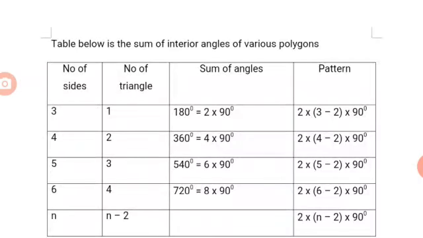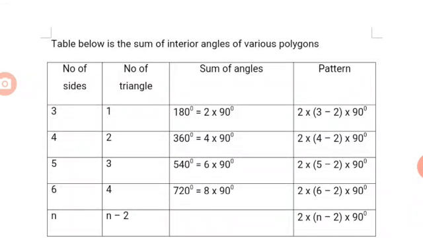Number 2. If it has 4 sides, then the number of triangles, as we said earlier, is 2. So it will be 180 degrees plus 180 degrees, making 360 degrees, which is equal to 4 times a right angle, that is 90 degrees. And the pattern will give us 2 times 4 minus 2, that is the number of sides minus 2. That 2 will be constant, times 90 degrees.